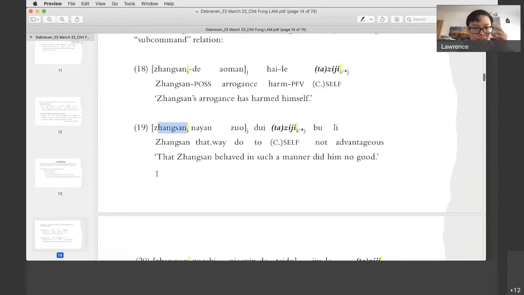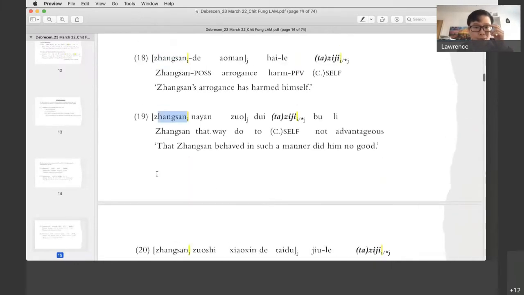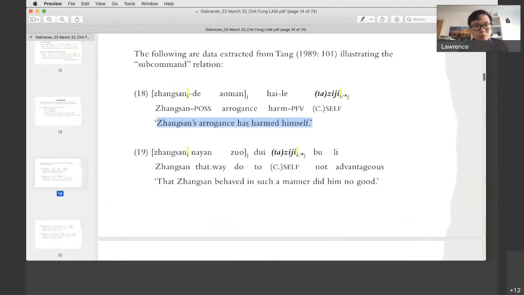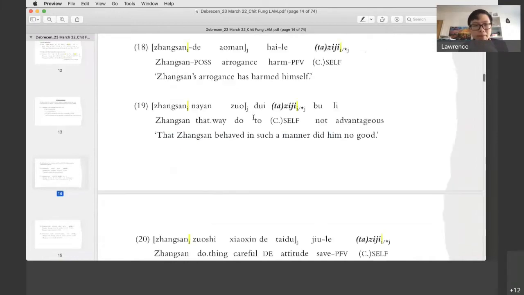And I don't think English works this way, right? We can't say that. For example, in 18, if I want to express this kind of meaning, I believe I would say has harmed him, rather than himself. But in Chinese, it does work in this way.